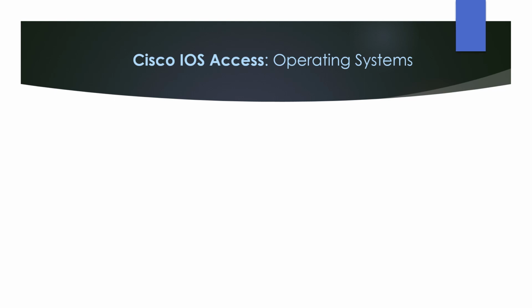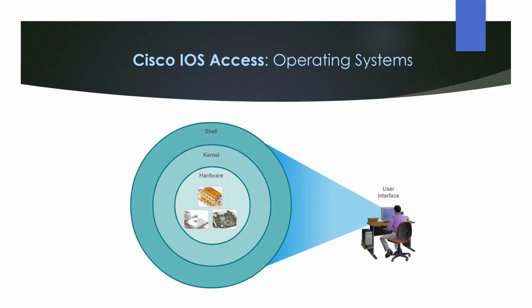All end devices and network devices require an operating system. Here is shown the portion of the operating system that interacts directly with computer hardware, known as the kernel. The portion that interfaces with the application and the user is known as the shell, and the user can interact with the shell using a command line interface or a graphical user interface.